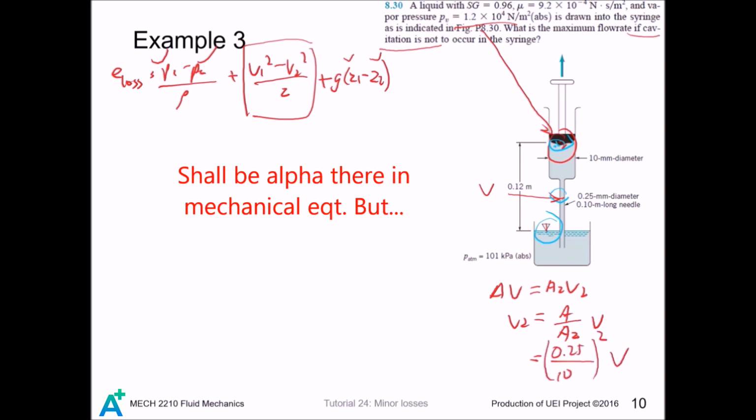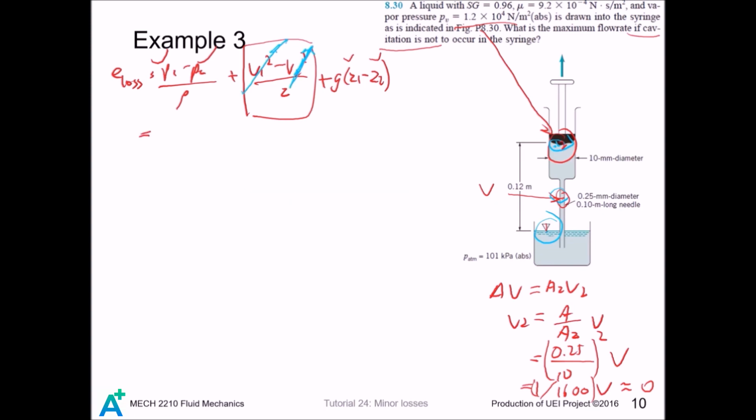So V2 is just 1 divided by 1600 of V. And that is also approximately equals 0, since the velocity at the needle cannot be too fast. So these two terms both go away, and we can now plug in the values. And point 2 is 0.12 meter above point 1.